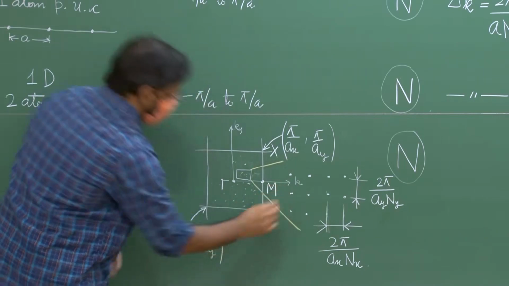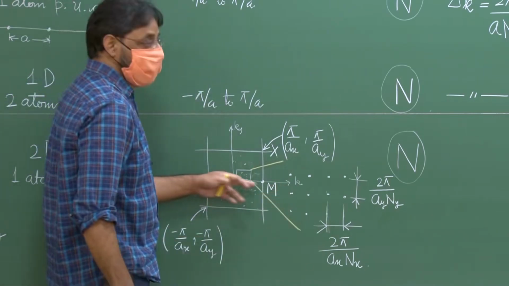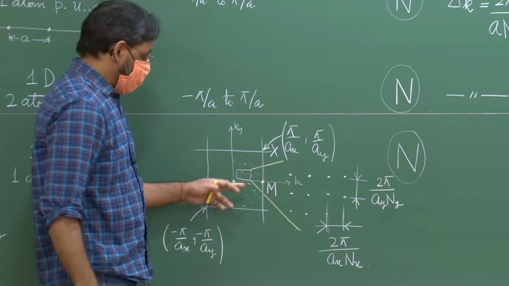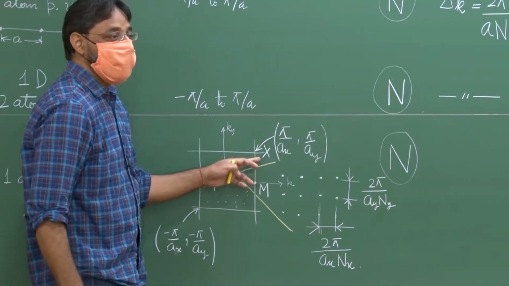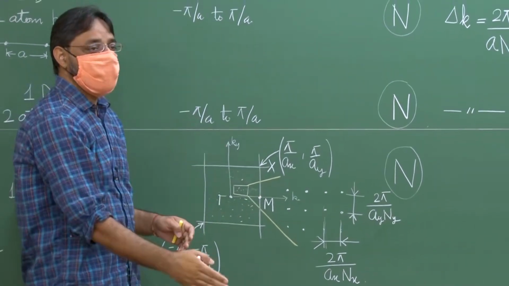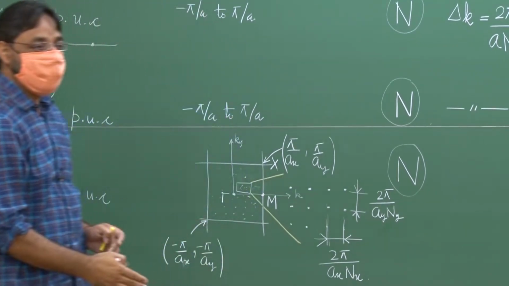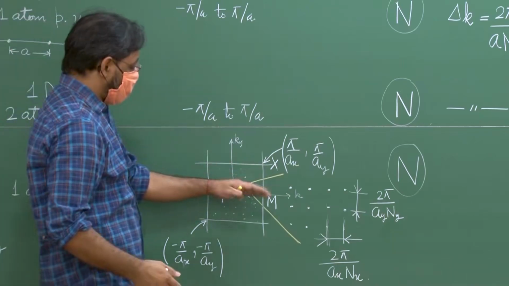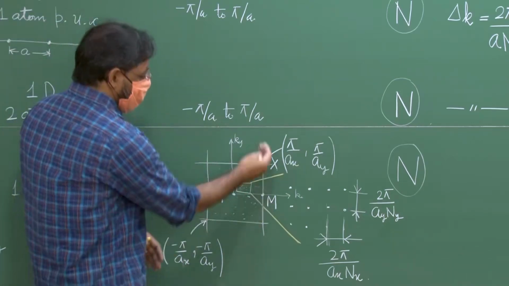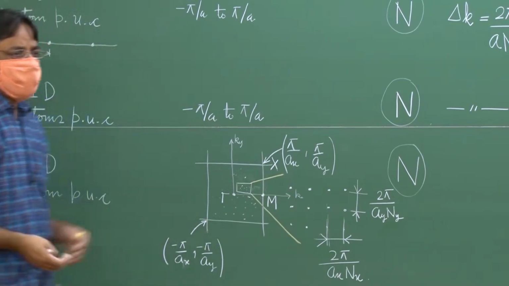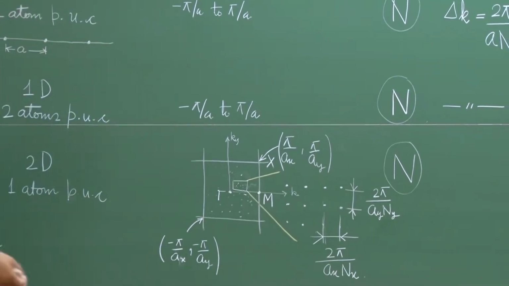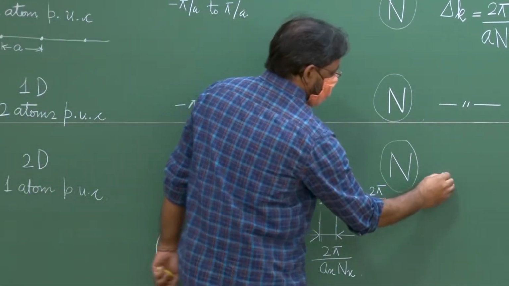So, I may be interested in the dispersion along the gamma m line or the dispersion along the gamma x line, which essentially means taking a section of the omega kx ky surface along this direction or along this direction or maybe along this direction. People show all these things. So, we have discussed the spacing here.